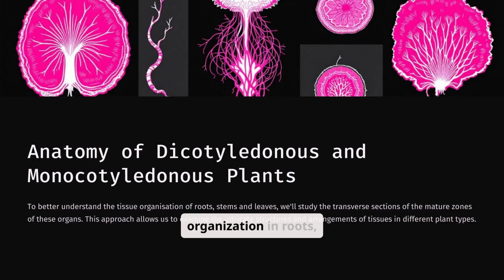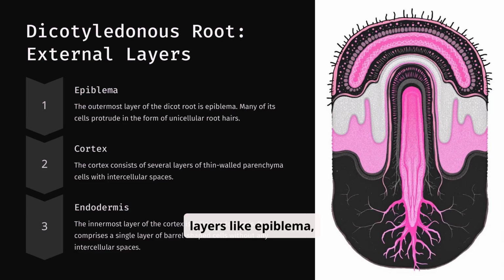Analyzes tissue organization in roots, stems, and leaves, using transverse sections to highlight structural differences. Focuses on outer layers like epiblema, cortex, and endodermis, detailing their structures and functions in dicot roots.